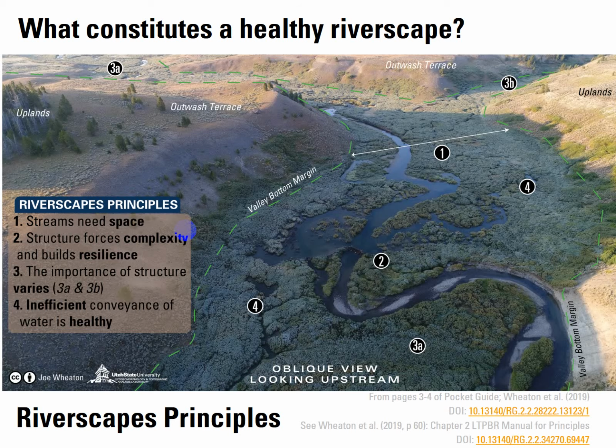And so we're going to do that by starting with 4 riverscapes principles. I'm going to go through each of these, and we're going to just use these to help us understand what constitutes a healthy riverscape. We've got a principle that has to do with space, one that has to do with the role structure plays in forcing complexity, one that is basically our 2 favorite words in the natural sciences, it depends, and the 4th is about inefficiency.